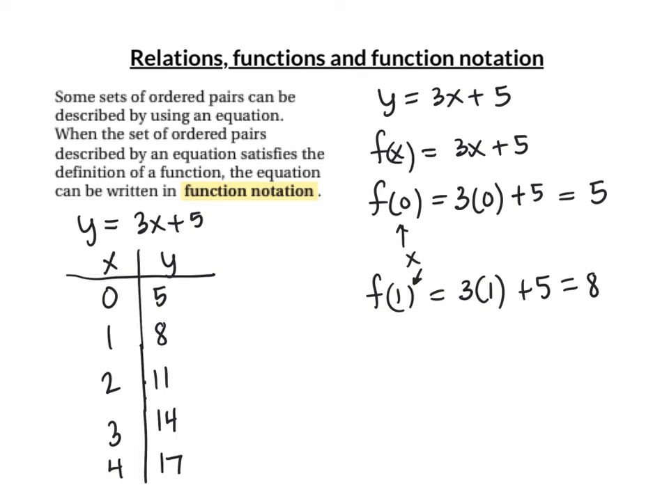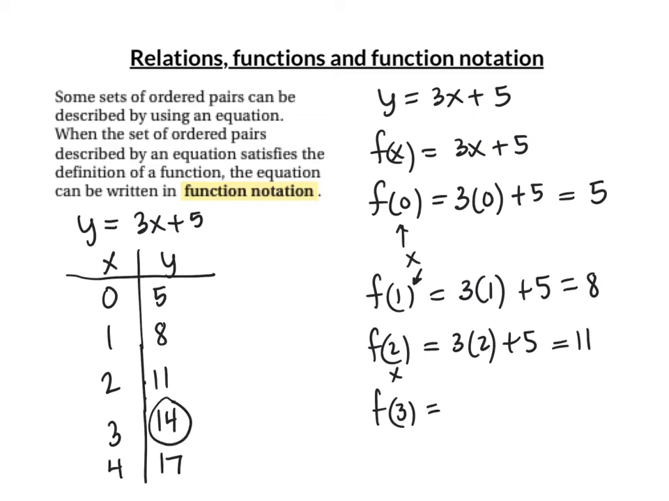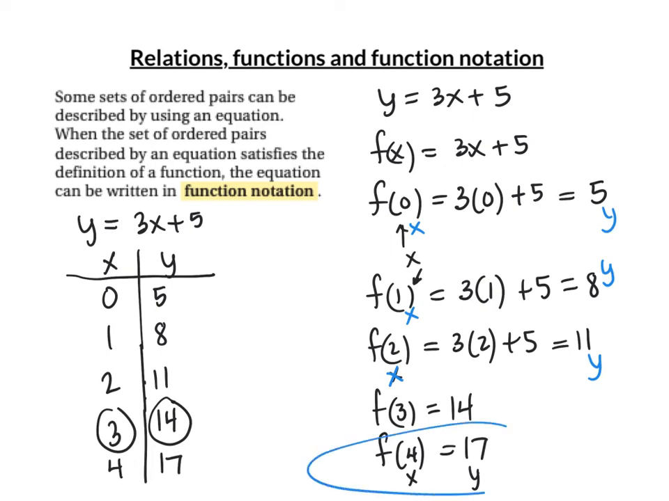Well, look at the table. That was 8. And if I ask you what f of 2 is, that means you're going to plug in 2 for x. That's your x. 3 times 2 plus 5, and that was 11. And what would f of 3 be without any work? 14. And f of 4 would have been 17. So I can see the x and the y in the same equation. In each case here, this is the x, this is the y. So with function notation, we can see the x we plug in as well as the y we get out of an equation all in one expression.